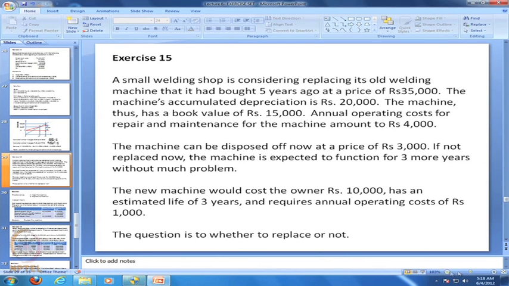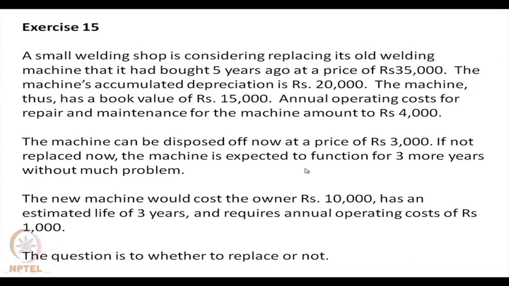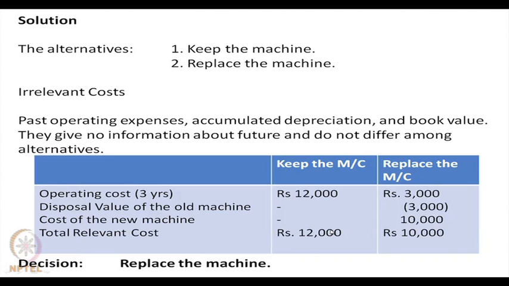If not replaced now, the machine is expected to function for 3 more years without much problem. The new machine would cost the owner rupees 10,000, has an estimated life of 3 years and requires annual operating cost of rupees 1,000. The question is whether to replace the machine or not. This is the total problem. Now, here the shopkeeper is facing 2 alternatives, whether to keep the welding machine in its existing condition or to replace it by a new machine.